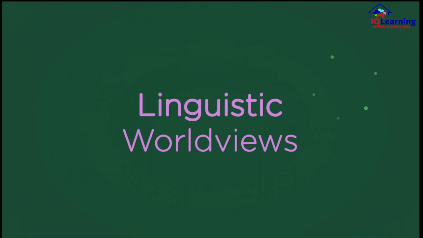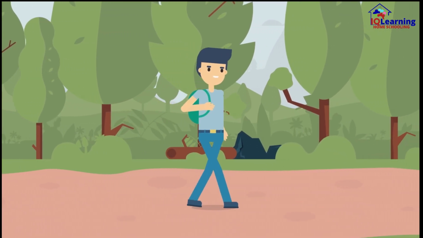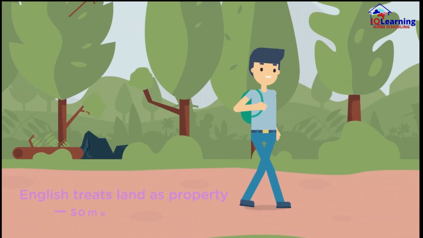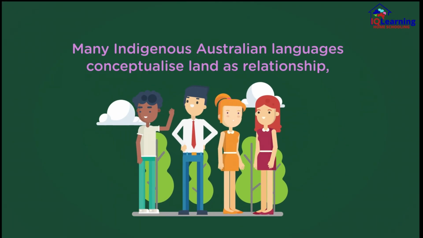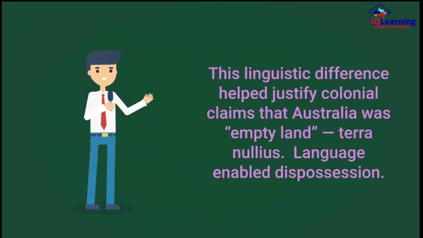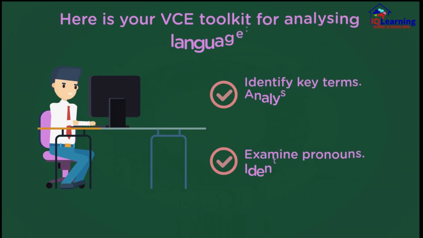Linguistic worldviews. Different languages create different worldviews. For example, English treats land as property, something to own. Many Indigenous Australian languages conceptualize land as relationship, kinship, responsibility. This linguistic difference helped justify colonial claims that Australia was empty land, terra nullius. Language-enabled dispossession. Here is your VCE toolkit for analyzing language.